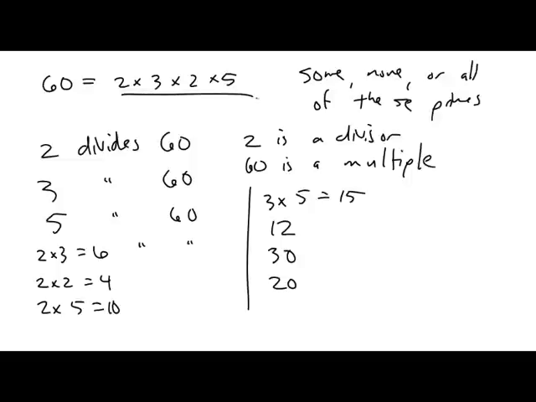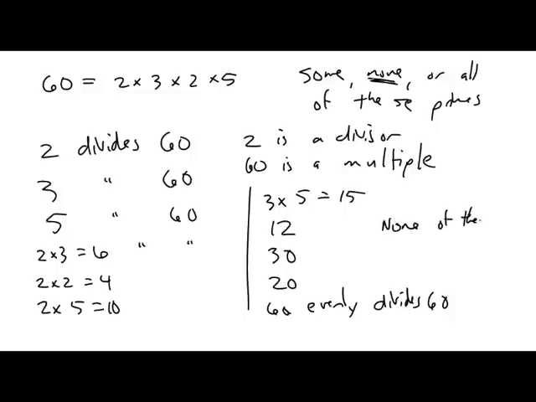And I say some, none, or all. If we take all of them, we would say 60 evenly divides 60. That's not so exciting. And we also say none. And here is another one of those cases of nothing. Right now we're not talking about adding and subtracting. We're talking multiplying, dividing. And what is none of them? None of them is 1. This confuses a lot of people.